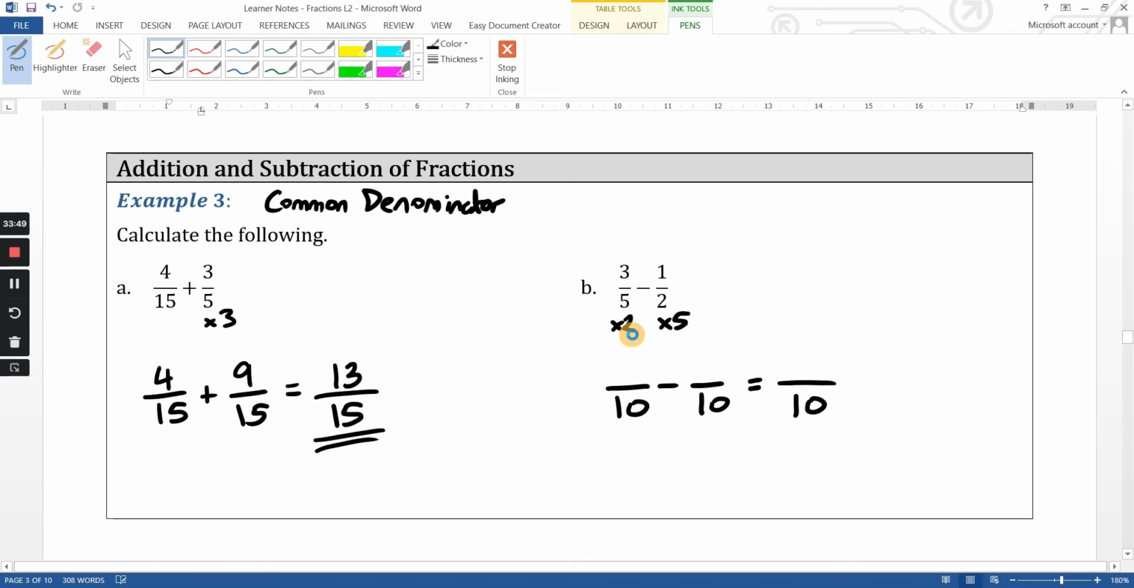Yeah, but if I multiply this by 2, I'm going to have to multiply 3 by 2 as well, which is 6. And the top here needs to be multiplied by 5. And now 6 take away 5 is just 1. So your answer is 1 out of 10.